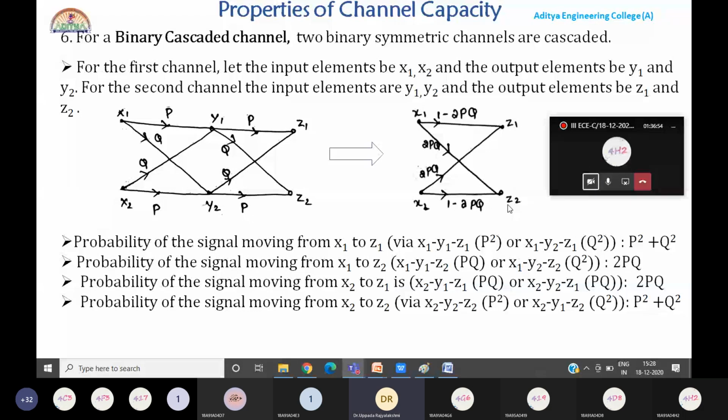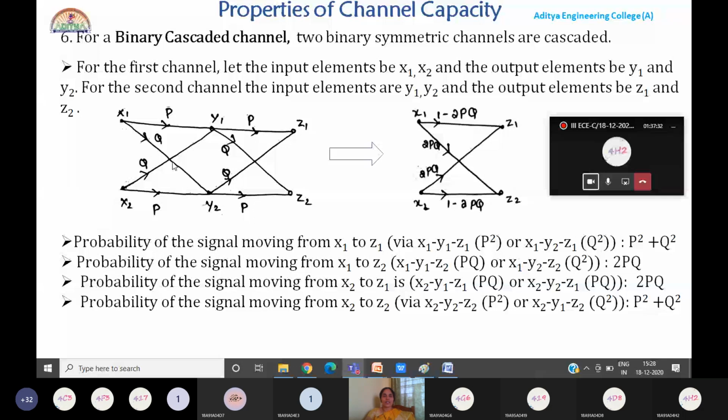Okay, now in order to represent the probabilities of x1 z1, x1 z2, that is the first row elements, and similarly the second row elements x2 z1 and x2 z2, first you should go through the possible paths from x1 to z1. Okay. Now please clearly observe the figure shown on the left side.